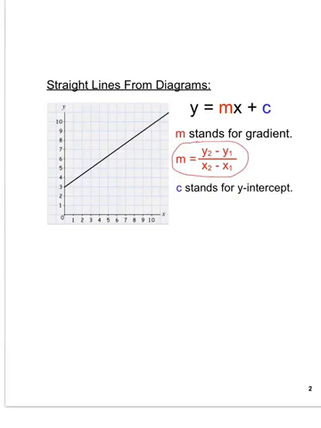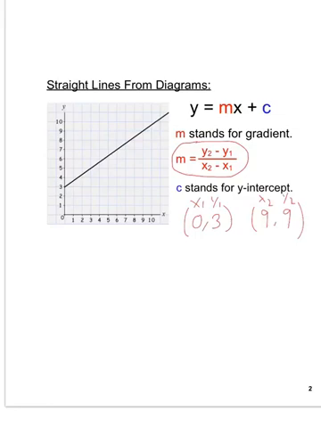Alright, the first thing we need to do is we need two coordinates from that line. So I'm going to use 0, 3, which is a nice easy coordinate to pick off. And I'm also going to use the coordinate 9, 9, which also lies on that line. 0, 3 will be my x1 and my y1, and 9, 9 will be my x2 and my y2.